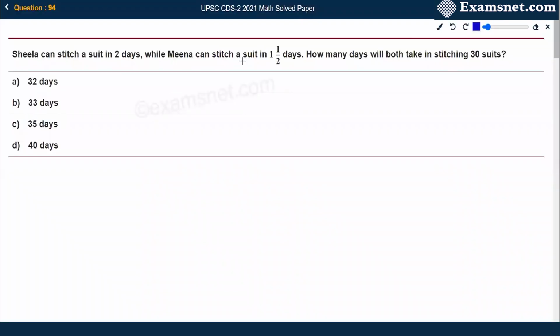In question number 94, we are given that Sheila can stitch a suit in 2 days, while Meena can stitch a suit in 1 and a half days. How many days will both take in stitching 30 suits?